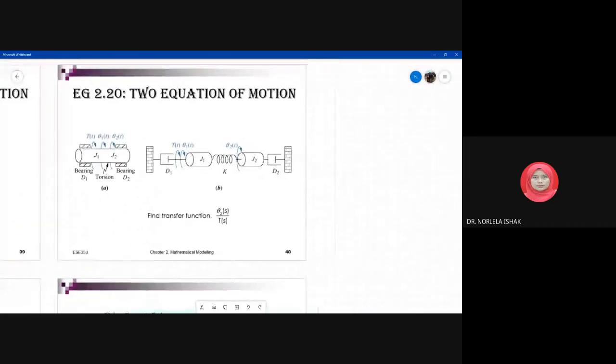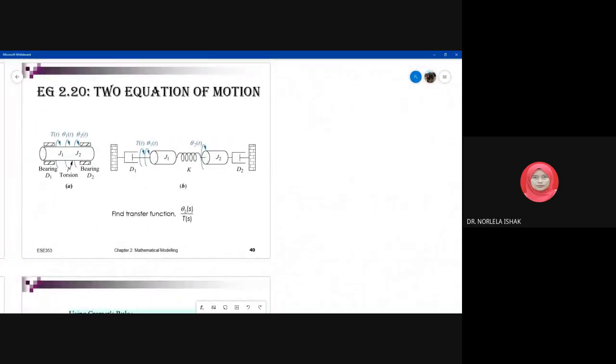How to solve these two equations of motion? How do we define this one? Is it similar to the previous one, linear? We have J1 and J2, so we have to derive them one by one. First, you derive J1, and after that, you derive J2. How to derive J1, the inertia one? What is related to angular displacement number 1?